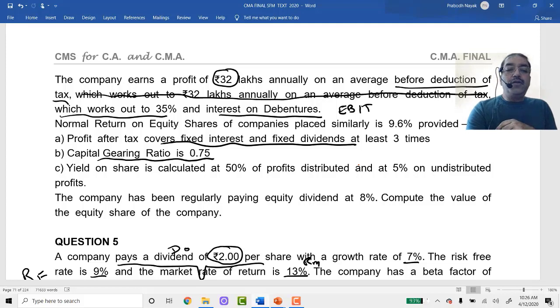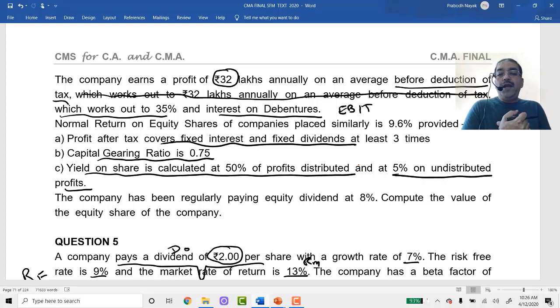Third, they have said yield on share is calculated at 50% of profits distributed, 5% of undistributed profits. Company has been regularly paying equity dividend at 8%. Equity dividend is 8%. Compute the value of equity share of the company. Little bit difficult, little bit different. At the same time, you have to know that this is a slightly different type of problem. It is not the usual problem.